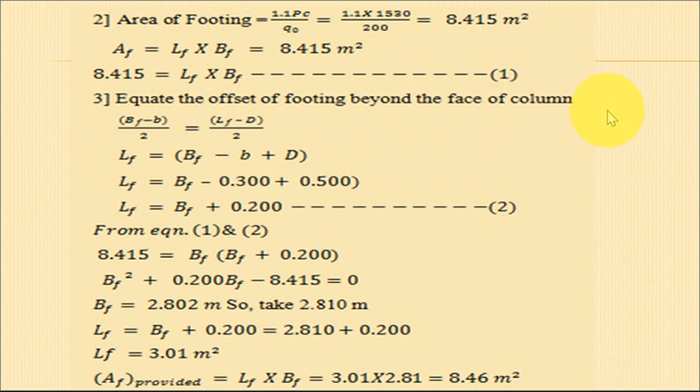Area of footing is equal to LF multiplied by BF, and that's why equating the offset of the footing beyond the face of column, as usual we get LF is equal to BF plus 0.2, because the B is 300 mm and D is equal to 500 mm. Then from equations number 1 and 2 we get the values of LF and BF. LF is equal to 3.01 and BF is equal to 2.81. So area of footing provided is equal to 8.46.